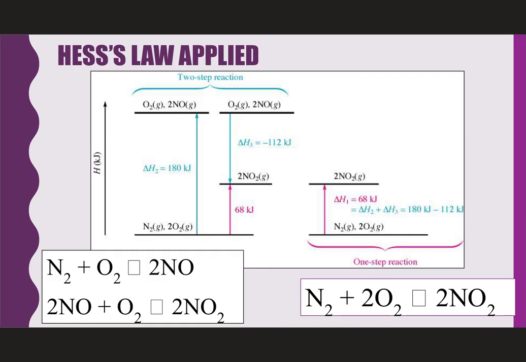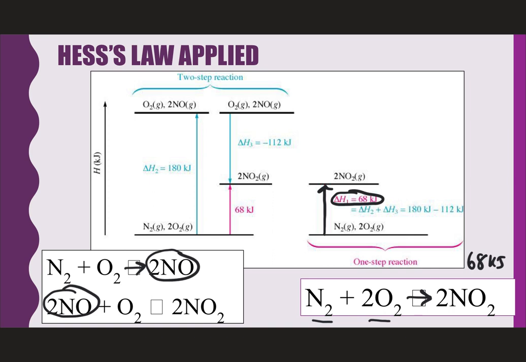Here is Hess's law applied to a real-life reaction. On the far right, we have nitrogen gas mixing with oxygen, creating nitrogen dioxide. In a one-step process, we will find that the delta H is 68 kilojoules for this process. Now, if we take a series of two steps to get there, nitrogen plus oxygen yields nitrogen monoxide, and then this intermediate reacts with another set of oxygen to create nitrogen dioxide.